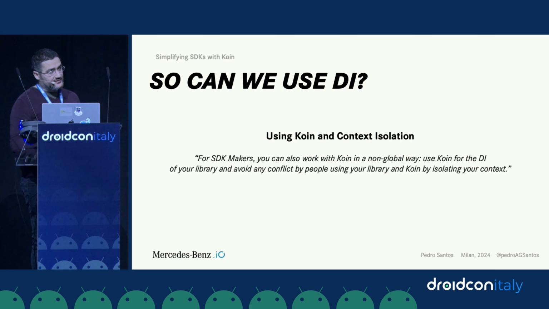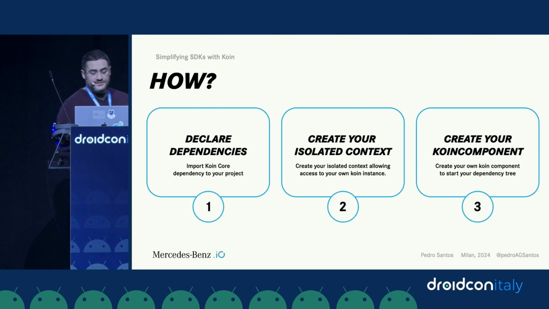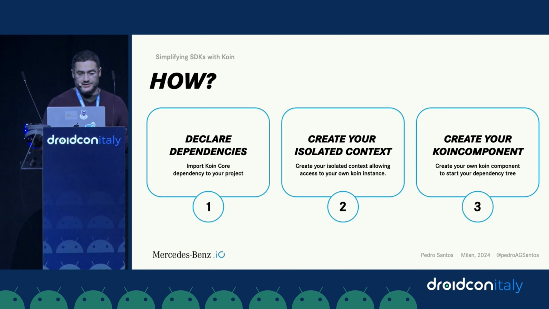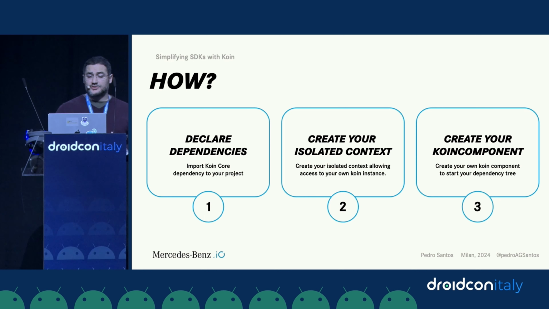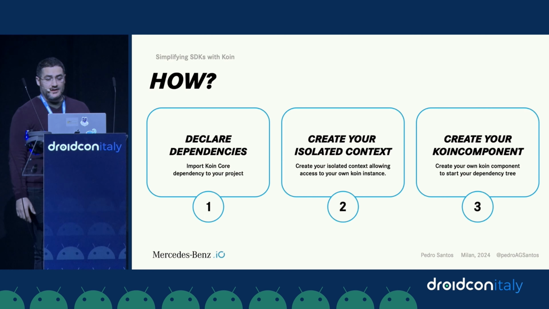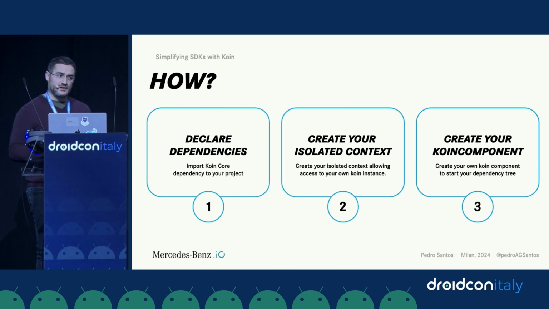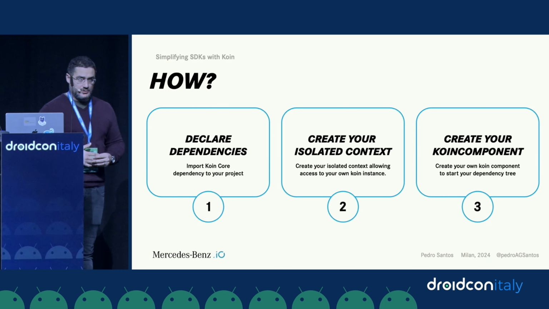So let's dive into how I can use it. First of all, you need to declare the dependencies like you always do in your app, but you do it in your SDK. You need to import Koin core. Then you need to create your isolated context. And then the third step is a Koin component that you need to have, which allows you to have dependency injection across your classes.